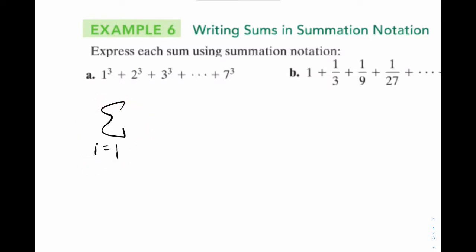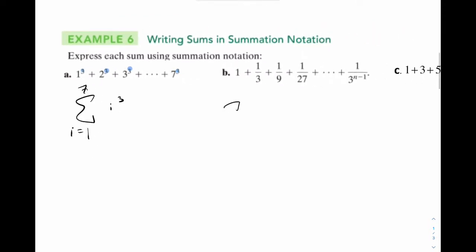So look right here. Notice how this 3 is there every single time, which means you definitely need a 3. And the thing that's changing is what the index is doing. So you want to look at right here. So that means it must be i cubed, because if you plug in 1, you get this, 2, 3, and we can see we stop at 7. So we're good.